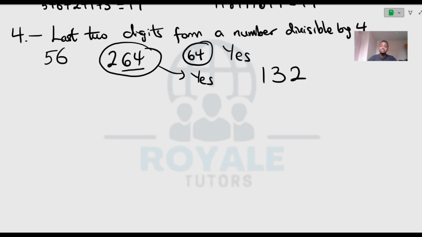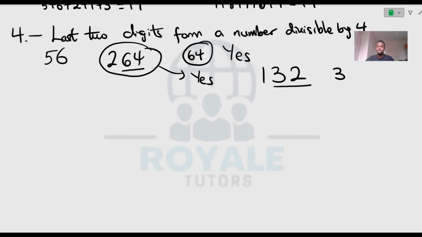The last 2 digits are 3 and 2, so the last 2 digits make 32. Take note, it is not like the rule for 3. For 3, we had to add together the digits. But for this, we are not adding together the digits. What we are doing is putting together the last 2 numbers, and then it forms another number. So 3 and 2 forms 32.